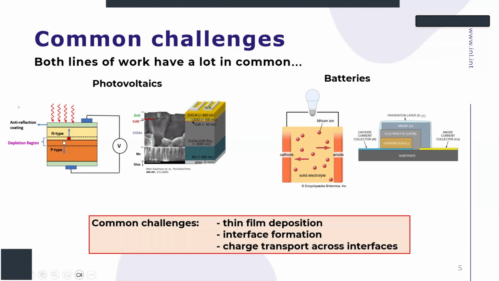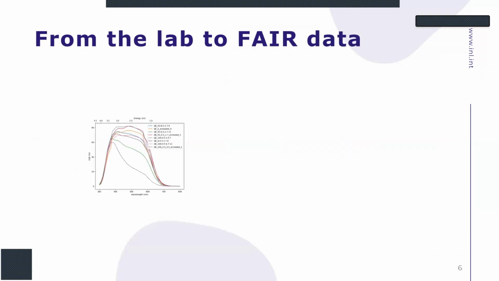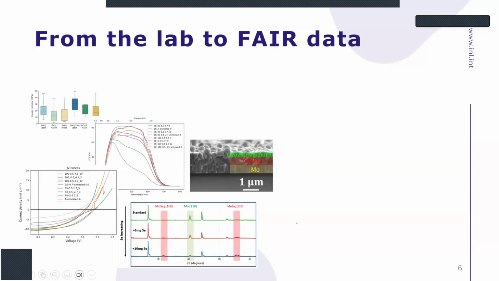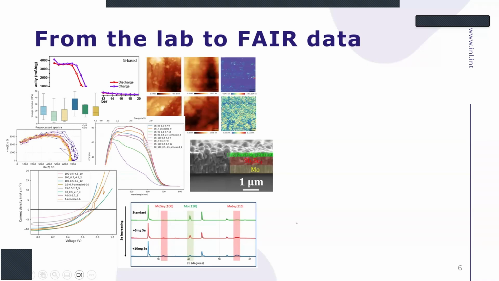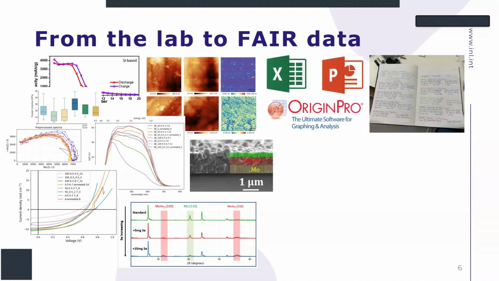So with this in mind, you will guess that we will have a lot of information, going from XRD data, AFM data, electronic characterization, etc. And we normally do this by having a logbook, or we do a lot of graphs in Origin.